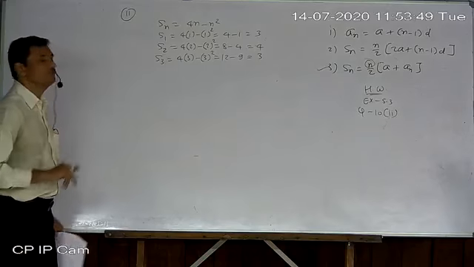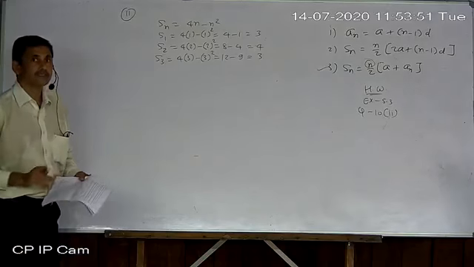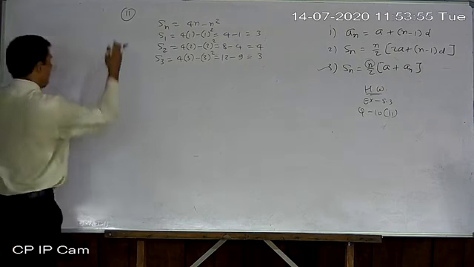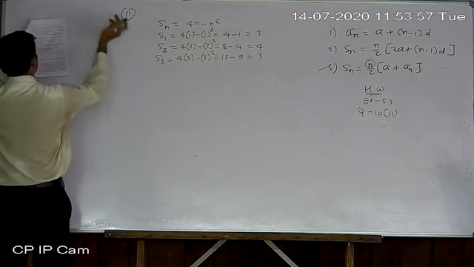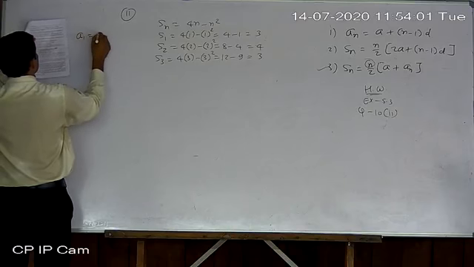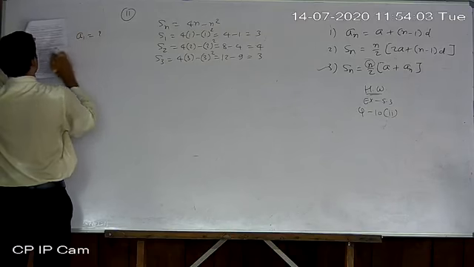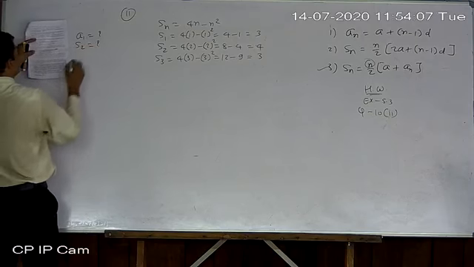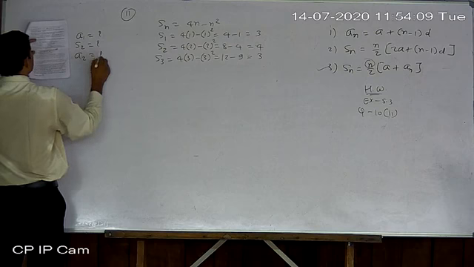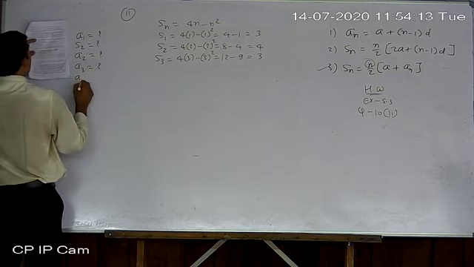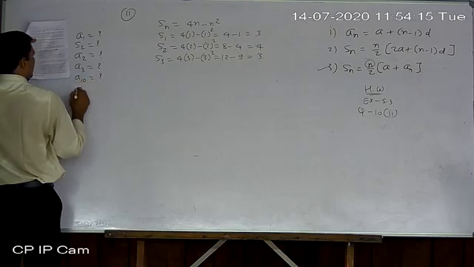Now, what do they ask? They have asked many questions. Let me list down all the questions they are asking. What is the first term? That means A1 is asked. What is the sum of the first two terms? S2 is asked. What is the second term? A2 is asked. Find the third term. Find the 10th term. And find the nth term.